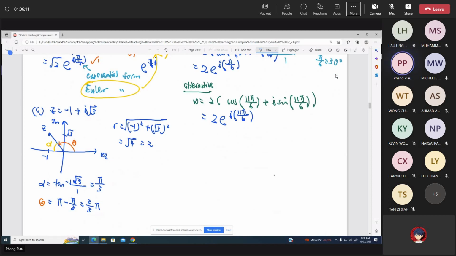So if you have that, then you know that your Z is just simply your R cos 2 over 3 pi plus I sine 2 over 3 pi. And also here, you can also put it into exponential form, R e to the I 2 over 3 pi.